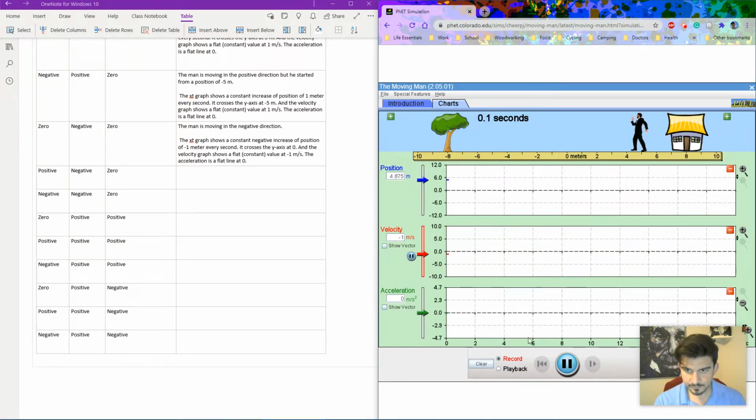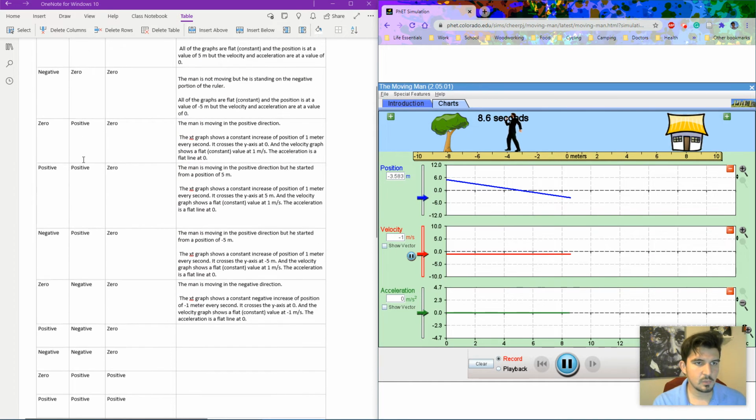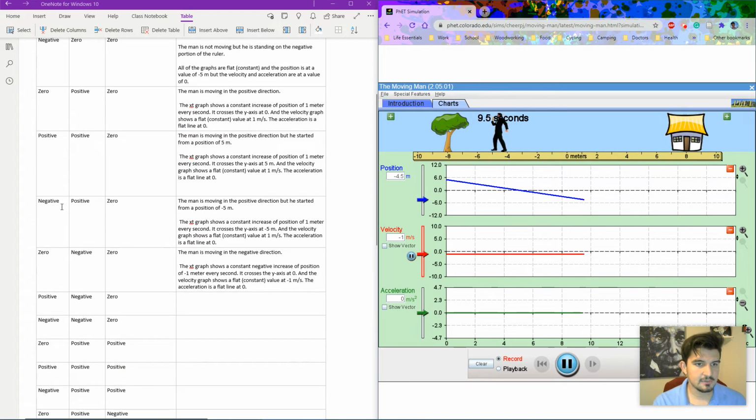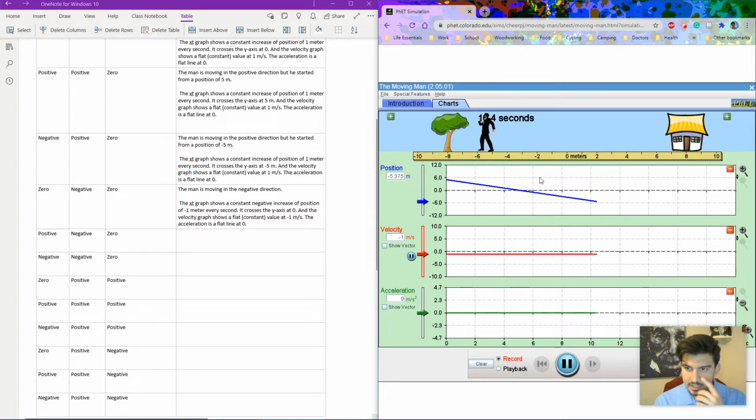Let's run it again. You're probably starting to get bored. At this point, we see that the position time graph is going down. We see that the velocity is still a flat line at -1, and we see that the acceleration is 0. But this is where things start to get a little bit more interesting, kind of like when our position was negative and our velocity was positive. We have this interesting point now where the line on the position time graph crosses the x-axis. And like I said, that is always considered an interesting point.